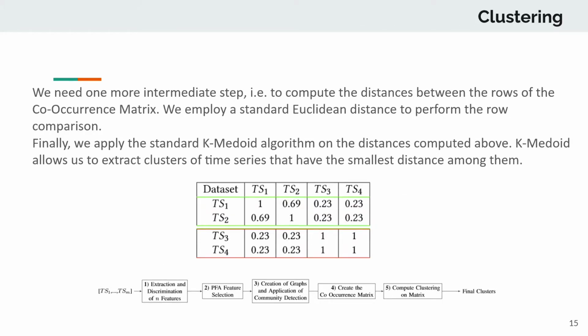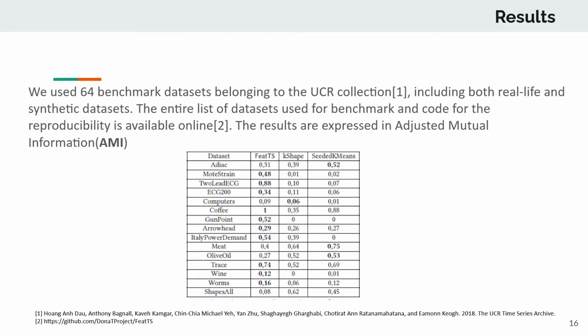Once we have computed the co-occurrence matrix, we can apply the k-medoid clustering algorithm on the matrix in order to extract the corresponding clusters. In order to evaluate the performance of our algorithm, we first used the datasets of the UCR collection. This collection consists of about 64 datasets.